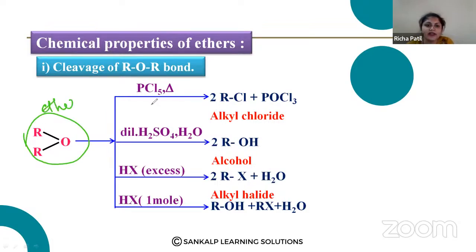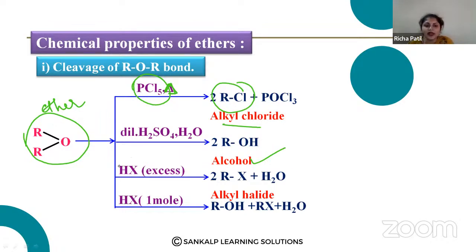When ether is reacted with phosphorus pentachloride and you heat it, you get alkyl chloride. Two molecules of alkyl halides are produced. Second, when you treat it with dilute H2SO4 in water, it yields alcohol.